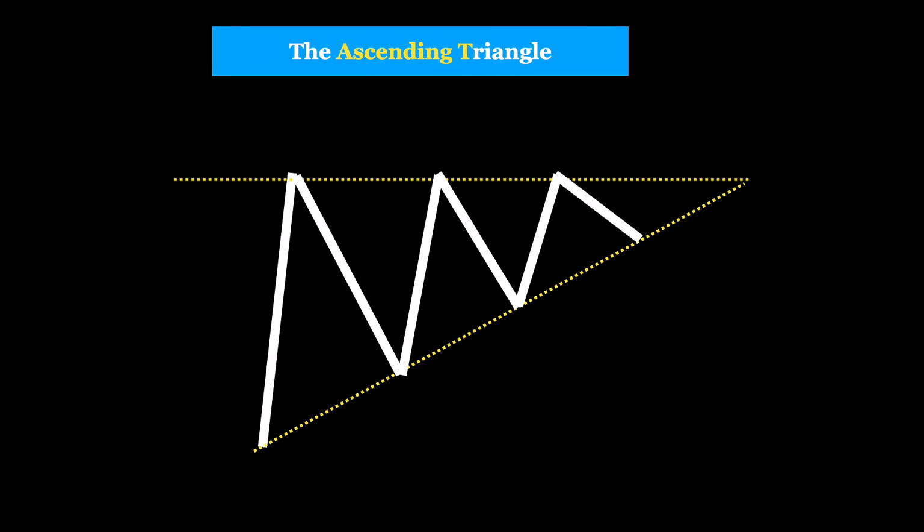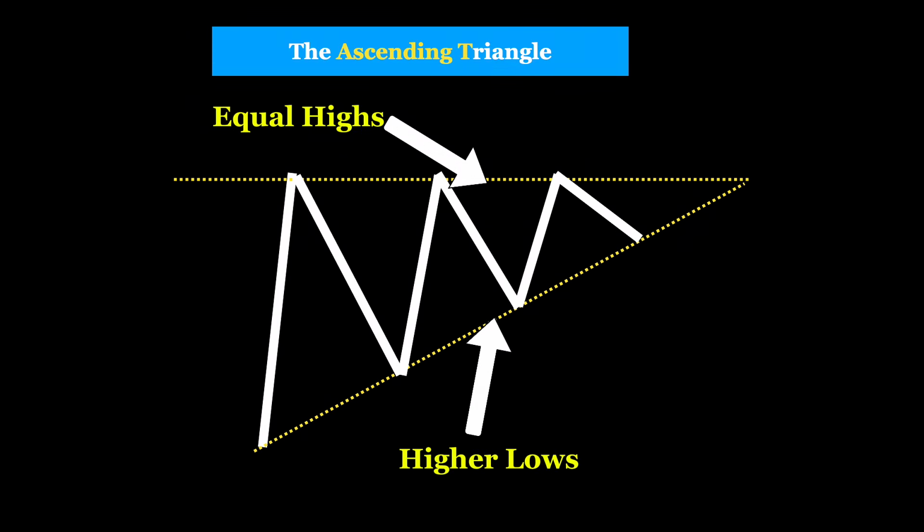Here's how it forms. The top side of the triangle forms a flat resistance level as price makes equal highs. The bottom side shows higher lows, which lets you draw an ascending trend line pushing upward. This pattern reflects building buying pressure as buyers keep stepping in at higher levels.